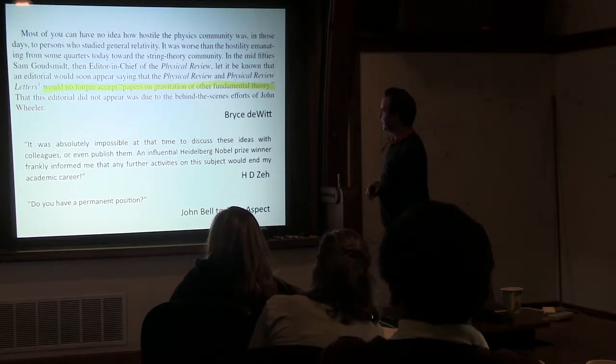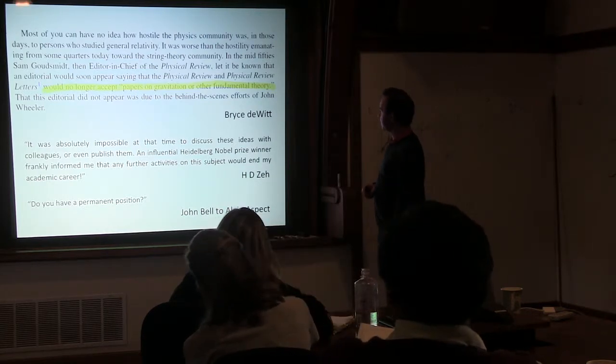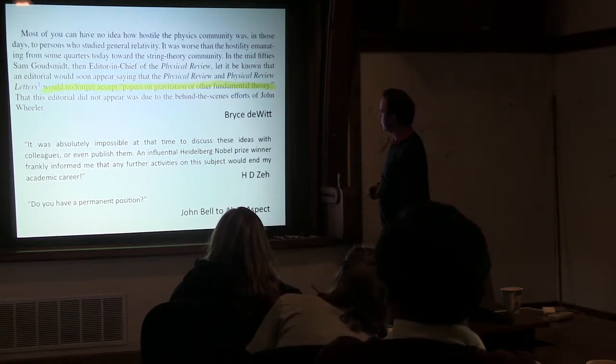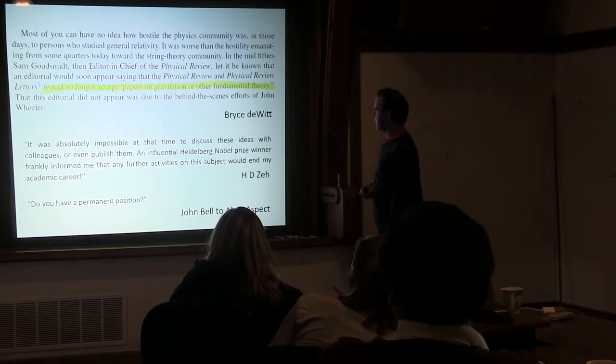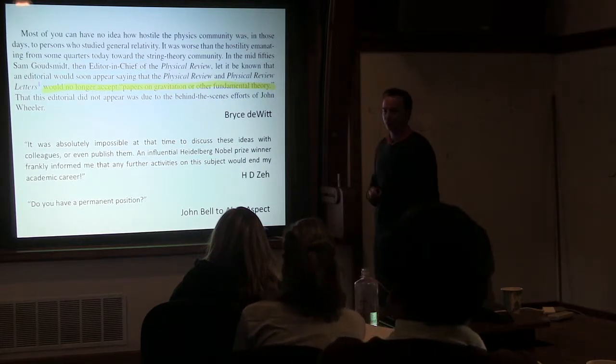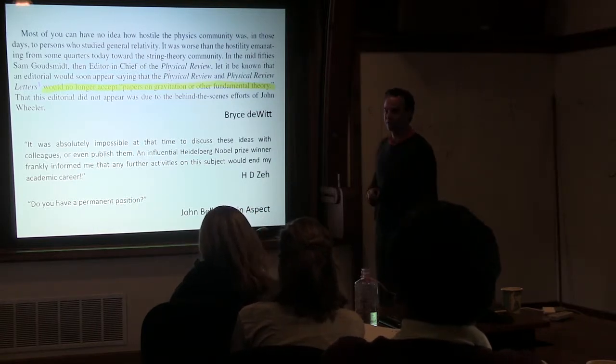In the mid-50s, Sam Goudsmit, famous physicist, then editor-in-chief of the Physical Review, let it be known that an editorial would soon appear, saying that the Physical Review and Physical Review Letters would no longer accept papers on gravitation or other fundamental field. That this editorial did not appear was due to the behind-the-scenes effort of John Wheeler.